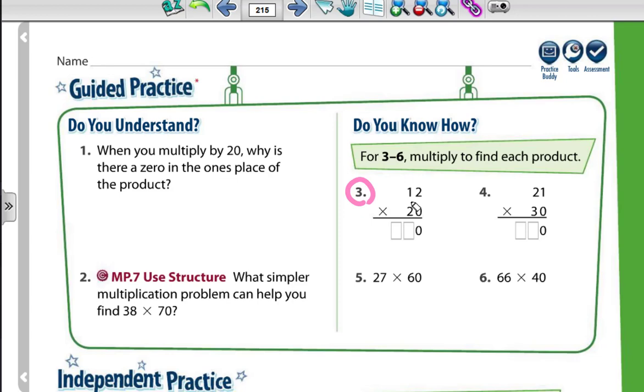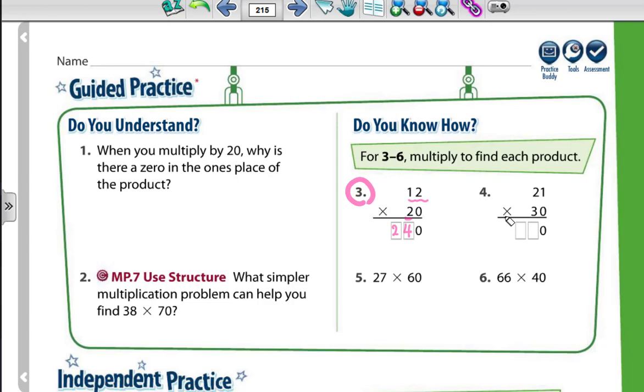Okay, Ibrahim, what will we do? We will multiply 12 by 2. The 0 here, we have it. So we have only to multiply 12 by 2. Go ahead. 2 times 2. 2 multiply 2, 4. And 1 times 2, 2. Great, thank you.